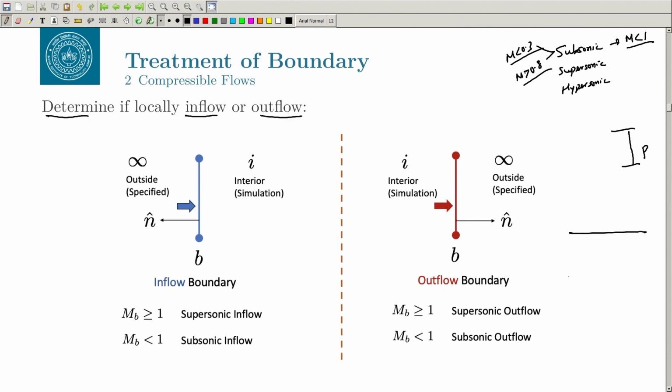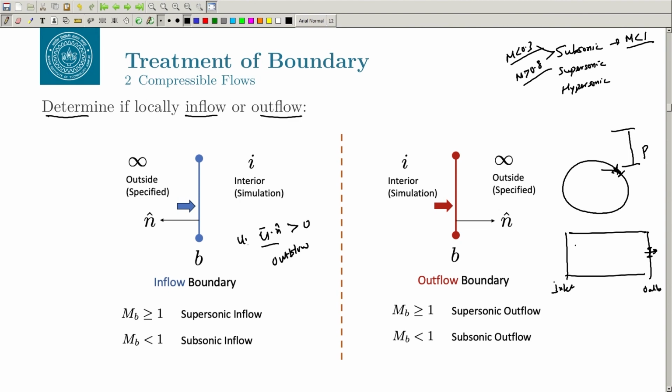You may have a domain where this is your inflow or inlet and this is outlet, you know that, but you have to look at locally whether the flow is inflow or outflow, especially if you have a domain which is complicated. So, how do you do that? What you need to do is basically find out u dot n, the normal velocity. If the normal velocity is greater than 0, then it is outflow. This is also called u perpendicular, and if it is less than 0, then this is inflow.